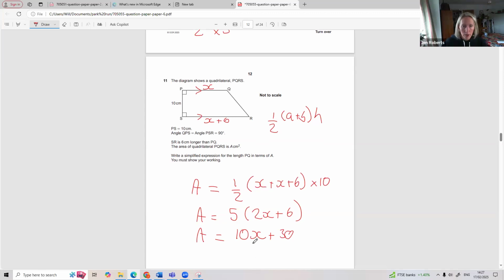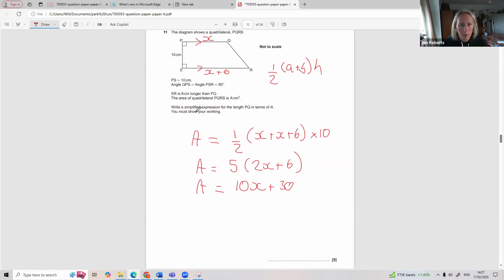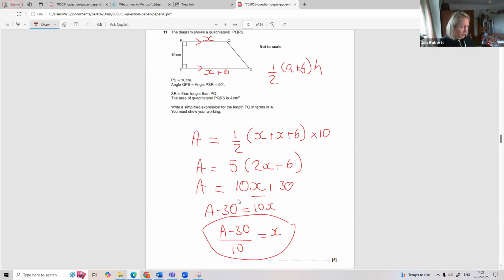That's an equation for the area, but write a simplified expression for the length PQ, or X, in terms of A. So it wants you to make X the subject there. Let's get rid of this 30 by taking 30 off both sides. And now divide both sides by 10. That answer there is for your 5 marks.